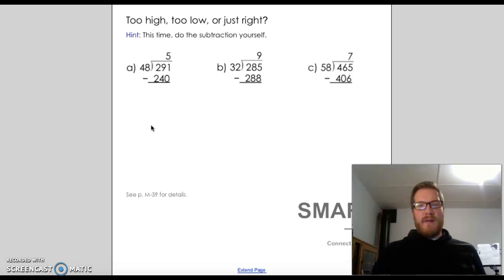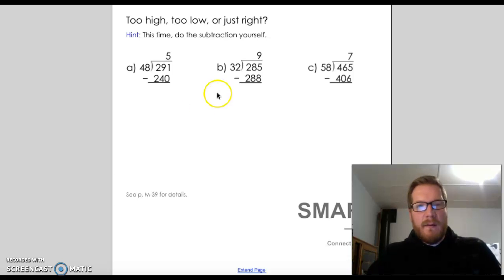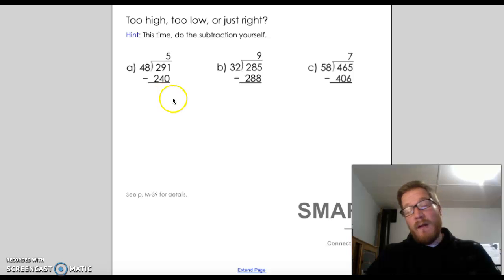So we have to do a bit of subtraction. We have 48 going into 291 5 times. So we get 291 minus 240. That's going to give us 51, which means this estimate is too low. Here our number is bigger, so we don't have to do subtraction. It's too high. This number has got to go. We would have to adjust. And then lastly, we'd have 465 minus 406, which leaves us with 59, which means this estimate is too low.